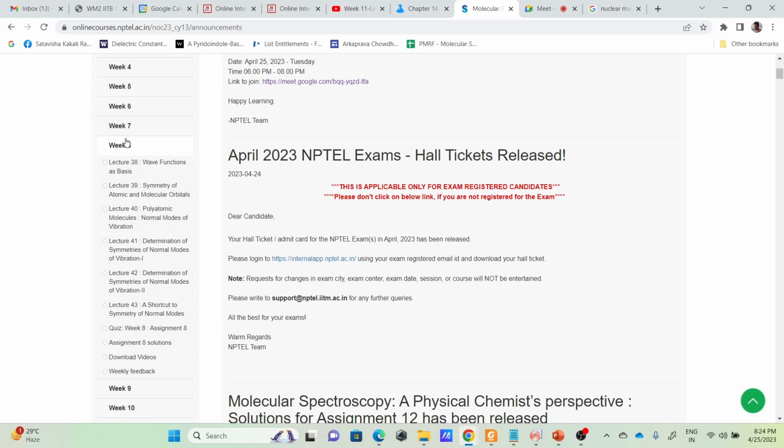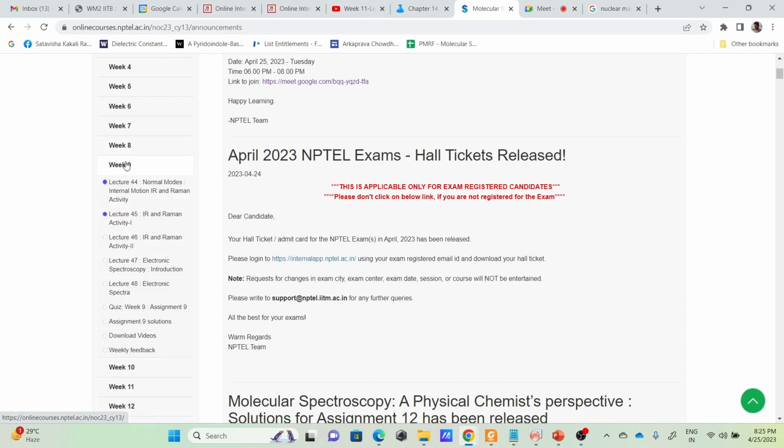And then we understood what the symmetry of those normal modes will be in detail, and also the shortcut methods, right? Using the character tables and group multiplication, we understood that. And which normal mode is IR active and which is Raman active, right? Then we went to IR and Raman activity and electronic spectroscopy, right?